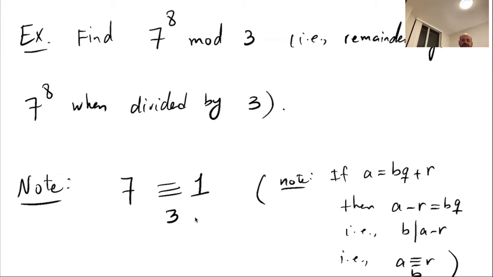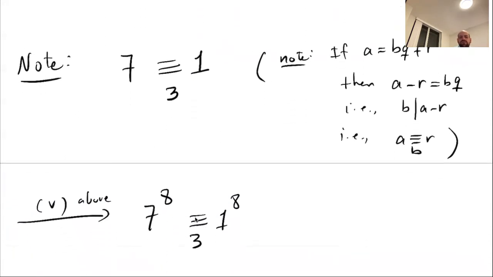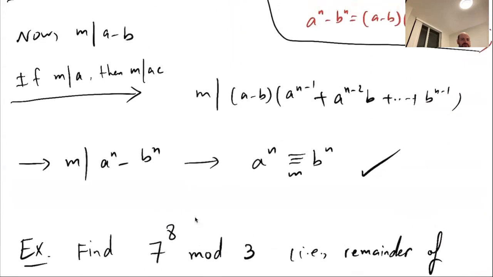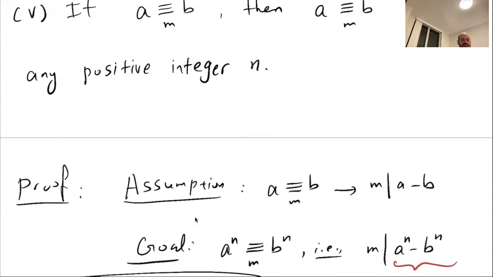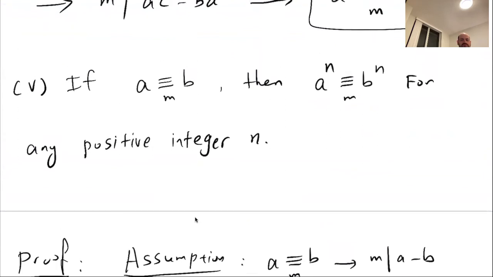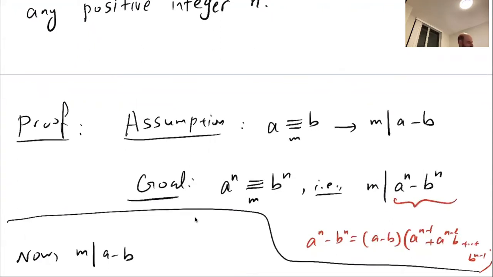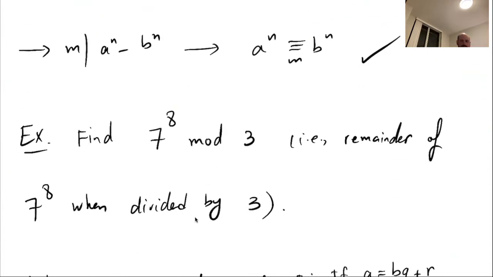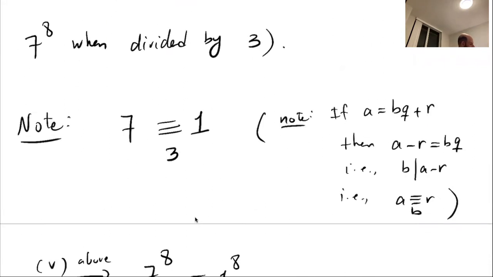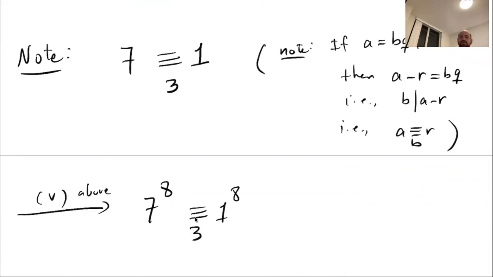Starting from 7, I can just raise both sides to the power 8. If I raise both sides to the power 8, by property 5 above, the property that we can raise both sides to any power, I have 7 to the power 8 congruent to 1 to the power 8 mod 3.